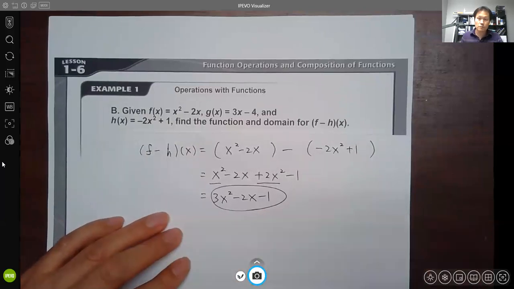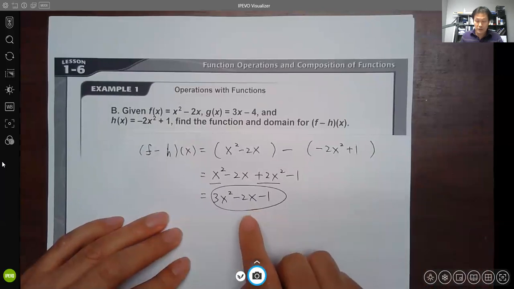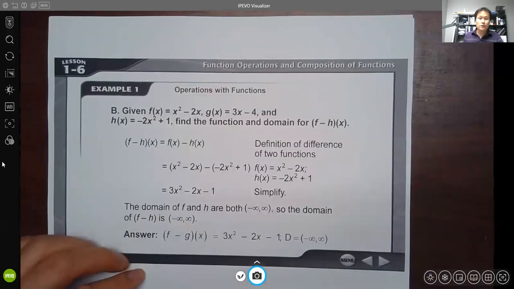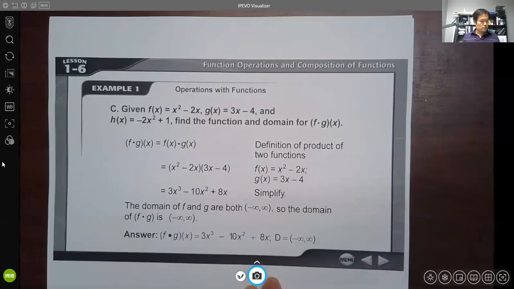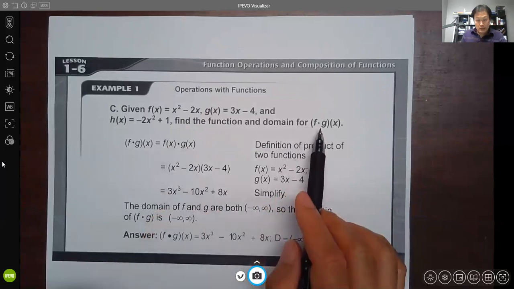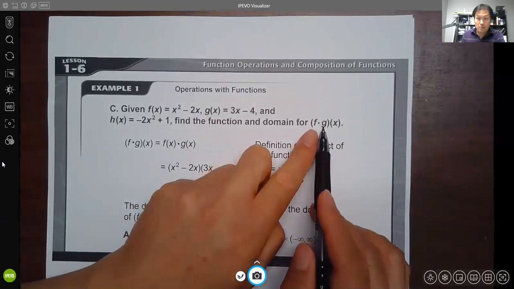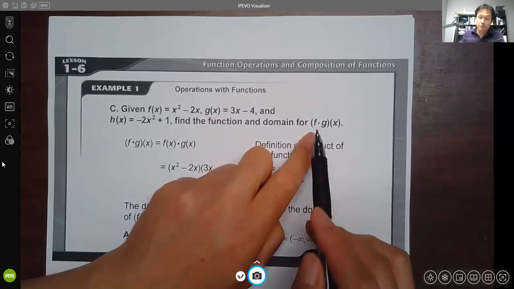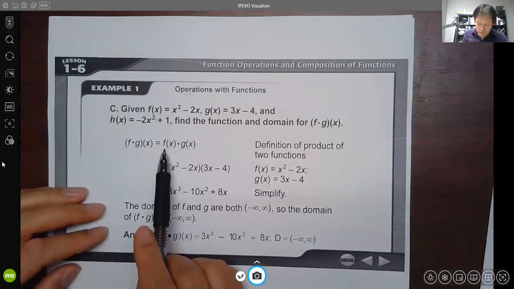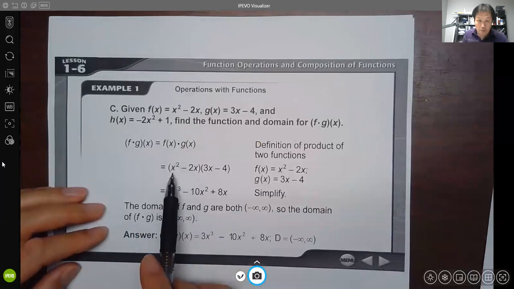Domain, all real numbers. I don't see a root. I don't see x on the denominator. Domain should be all real numbers, or minus infinity to infinity will be your final answer. C. We are looking for the product f dot g. That's a multiplication. Solid dot is multiplication. So right here, f dot g.